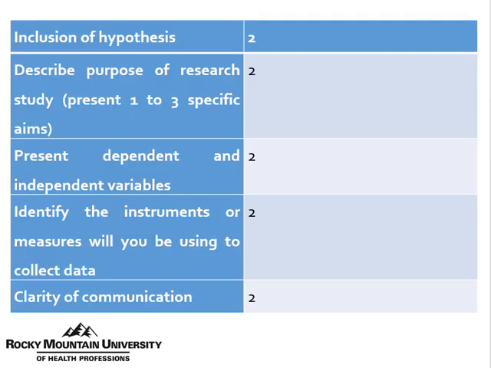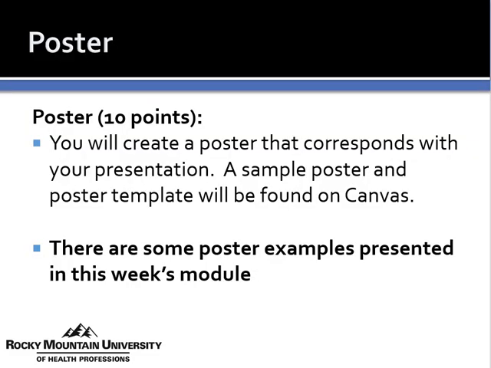So here is the breakdown. You've got an inclusion of hypothesis, describing the purpose of your research study, present your dependent and independent variables, identify the instruments or measures you'll be using to collect data, and the clarity of your communication. Your poster, 10 points, will also be turned in at the same time.